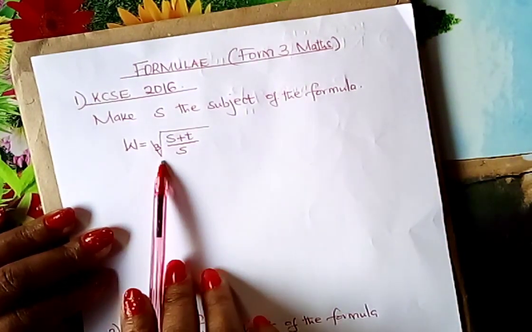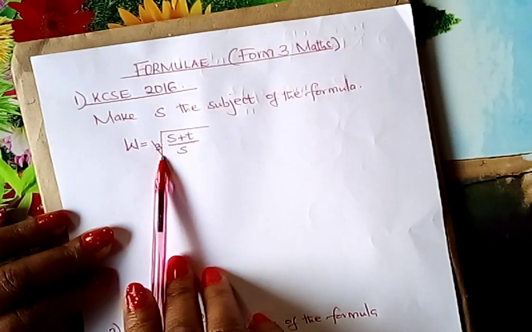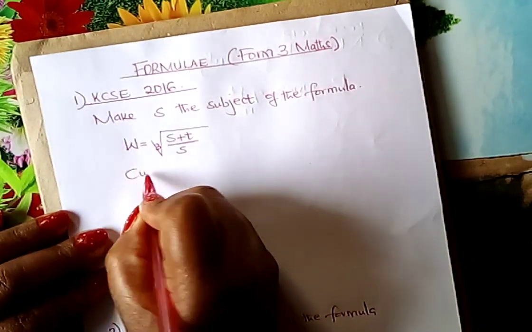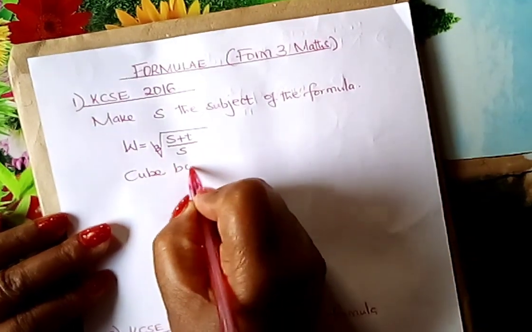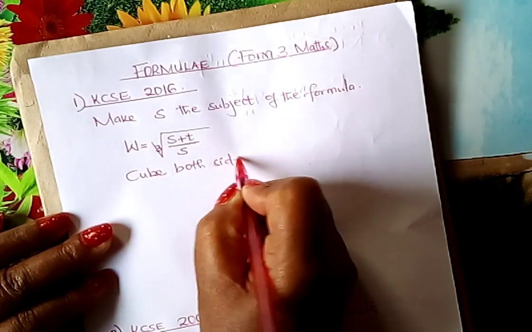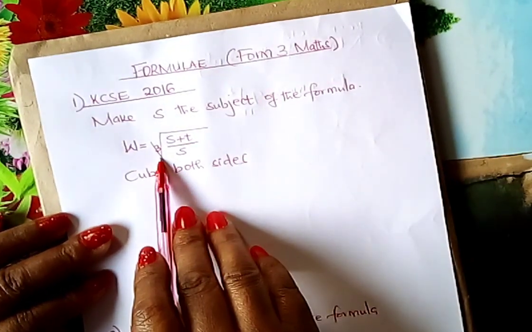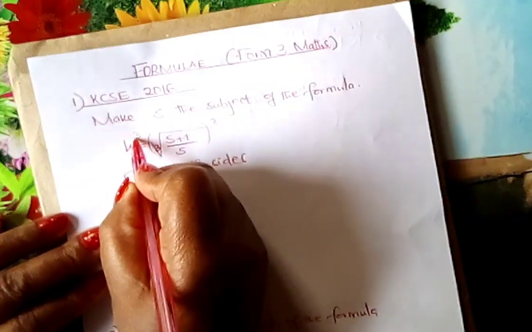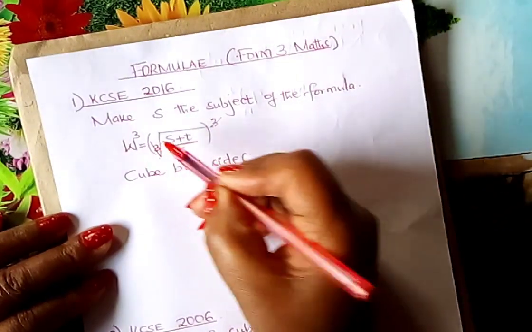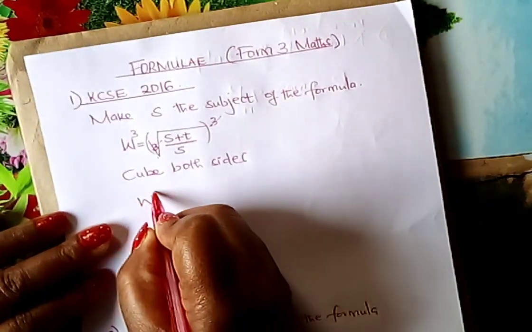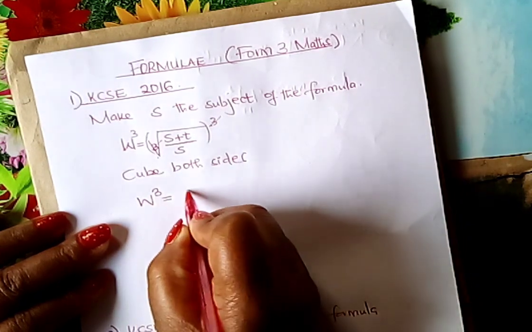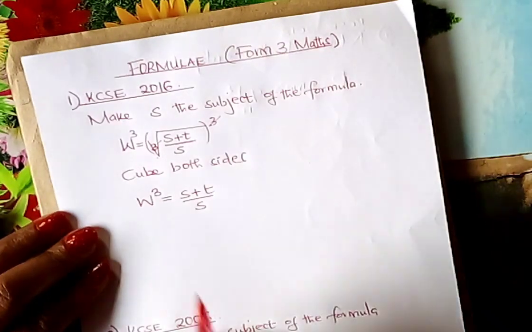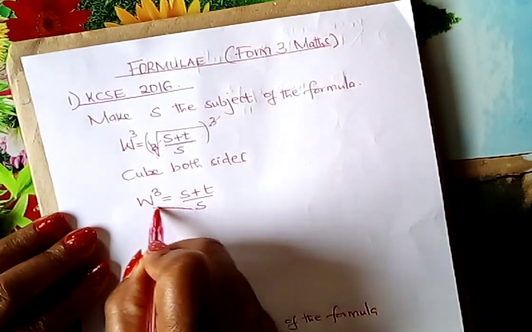So the first thing that you do here, learner, is to remove this cube root sign. How do you remove it? You cube both sides. To remove the cube root sign, cube both sides. So you cube here, and you also cube this other side. So the cube root sign goes, and therefore you are left with W cubed is equals to S plus T over S. From there, learner, cross multiply like that.